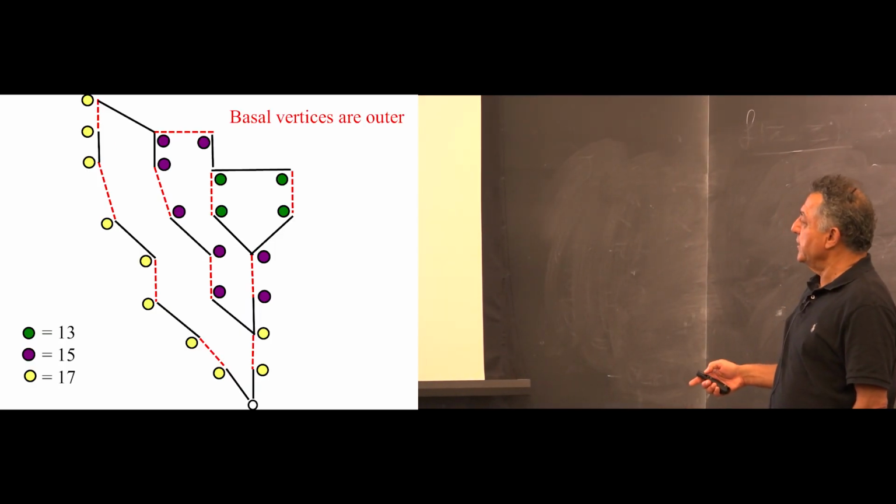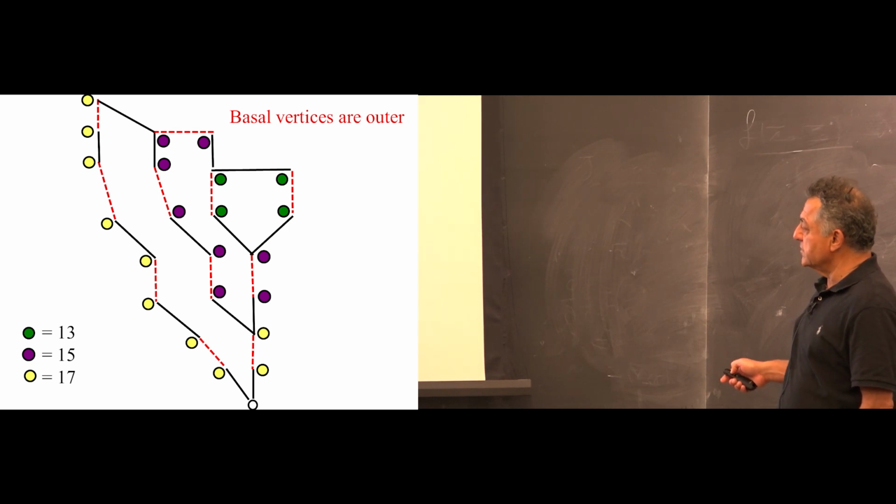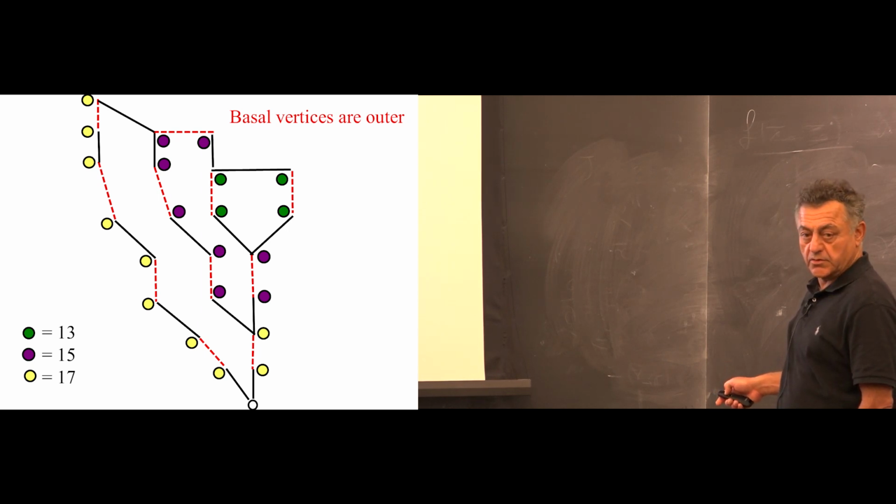So the point is that basal vertices are always outer. So the base of the green vertices is this outer vertex. The base of these purple vertices is this outer vertex, yellow. And the base of the yellow vertices is this outer vertex.